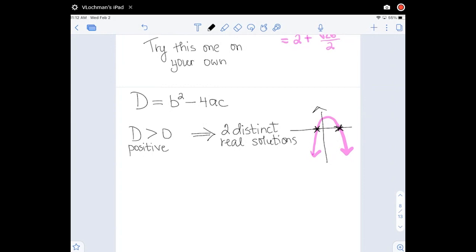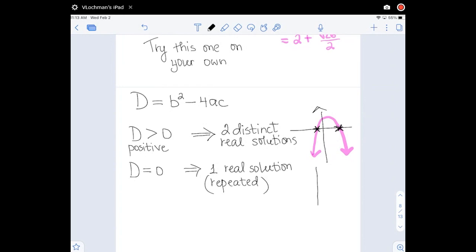Okay, now let's see. What if D is equal to 0? If D is equal to 0, that means you have one real solution, but it's a repeated root. So we're going to talk about multiplicities at some point. Okay, repeated.